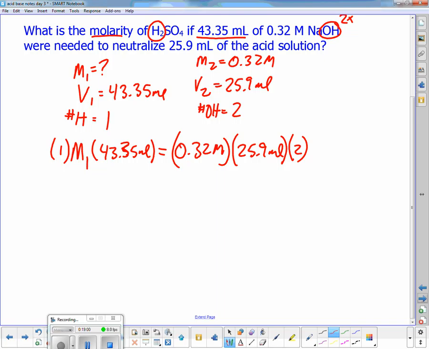Now personally, I like to simplify it down one time before I divide both sides, so I would go M1 times 43.35 milliliters equals, and then I times this through on this side. Somebody do that? So you'll probably want to listen to this. Okay, so now, did somebody plug this through on this side?